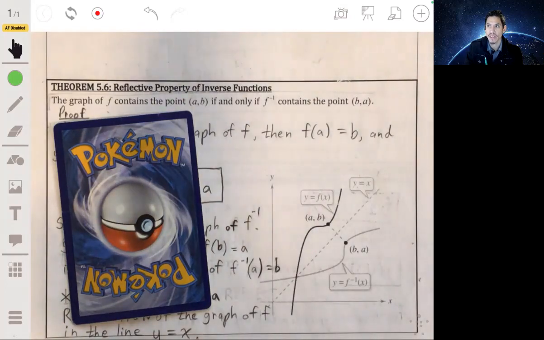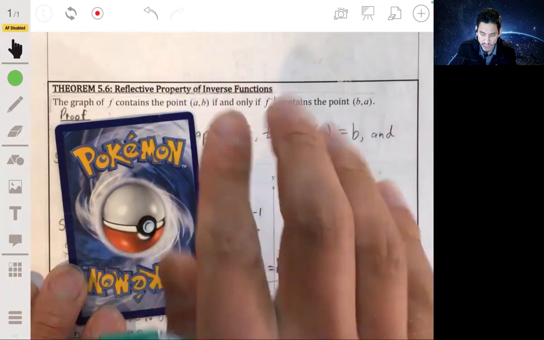So we go from (A, B) on the graph of f to (B, A) on the graph of f inverse, which we kind of mentioned in the previous part of this lesson, where the domain of f becomes the range of f inverse, and vice versa. The range of f becomes the domain of f inverse. So basically, you're just swapping the x and y coordinates.